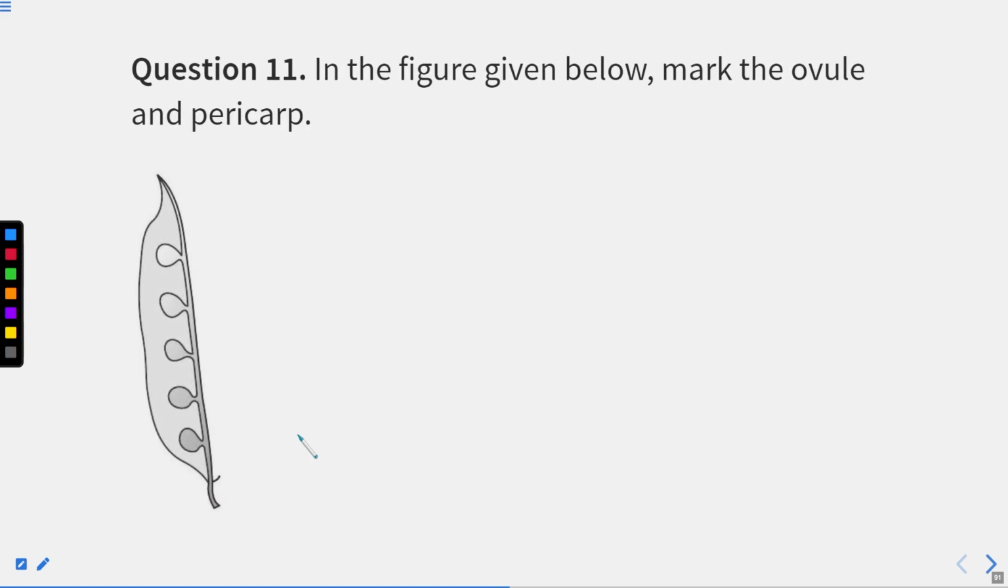Now let's move on to the next question. Question number 11. In the figure given below, mark the ovule and the pericarp. This is a figure they have given you. This is a pod, a kind of fruit. So here you have to mark the ovule and the pericarp. Let's discuss what the pericarp is. You must be knowing that the pericarp is known as the fruit wall, or the wall of the fruit. Or you can say the outer margin, or the outer wall.